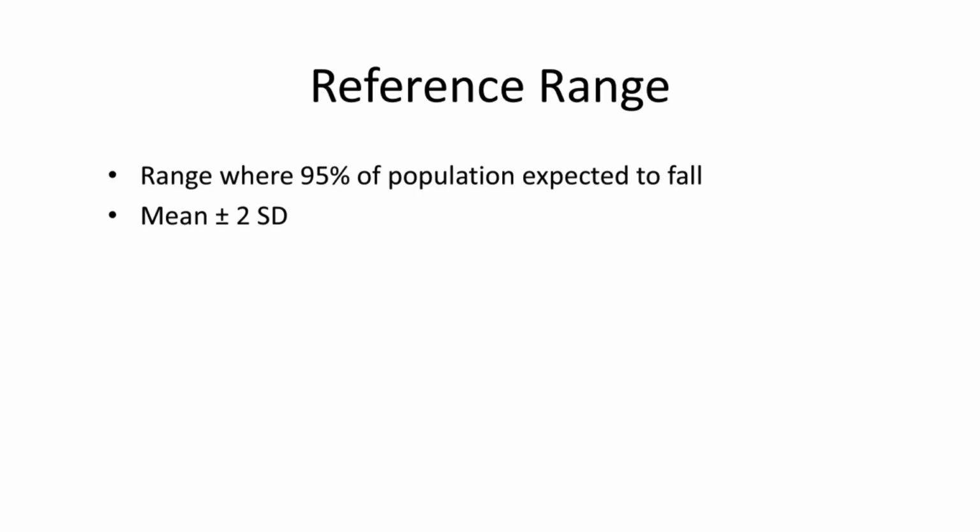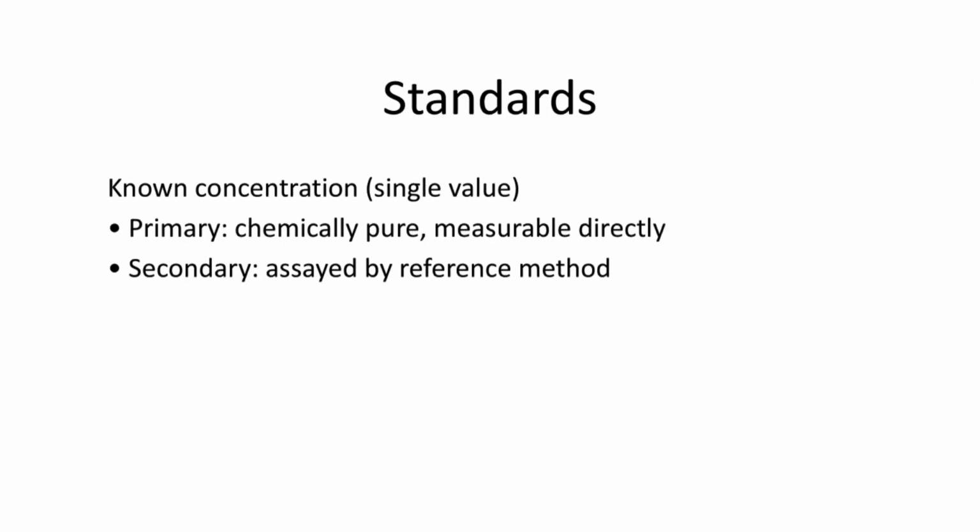The reference range, also called the normal range, is the range in which 95% of the healthy population is expected to fall. Random samples from this normal population should fall within the mean plus or minus 2 standard deviations. A standard is a substance with a known concentration that yields a single assay value. Primary standards are chemically pure and can be directly weighed or measured. Secondary standards are less expensive and are calibrated against a primary standard or a reference method.